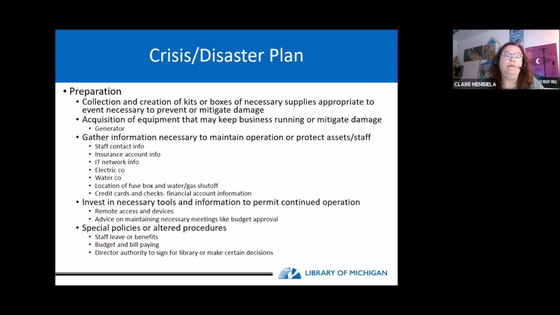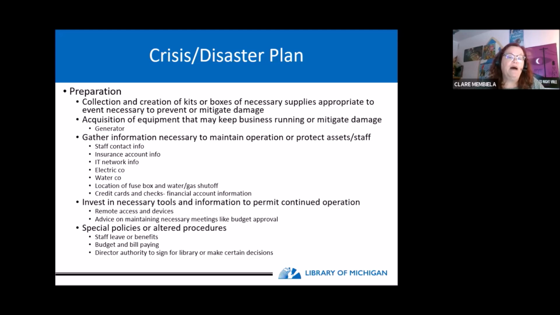And then, what about things like maintaining certain necessary requirements? Right now, we have some libraries that are in a bind because their budgets have to be approved before the end of their fiscal year, and they have boards that aren't having board meetings. And so there's a few libraries that are in that position right now. So you have to have a plan in place. Like, if your board doesn't meet, how are you going to get your budget passed? What are the ways that your board could get that done?